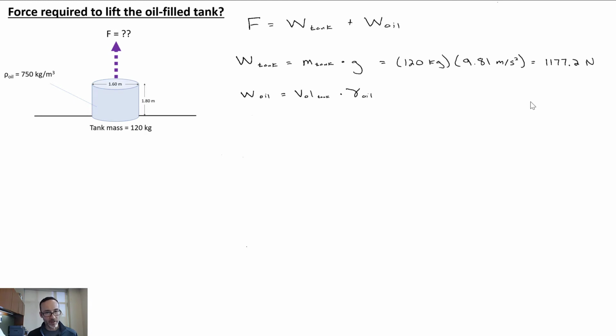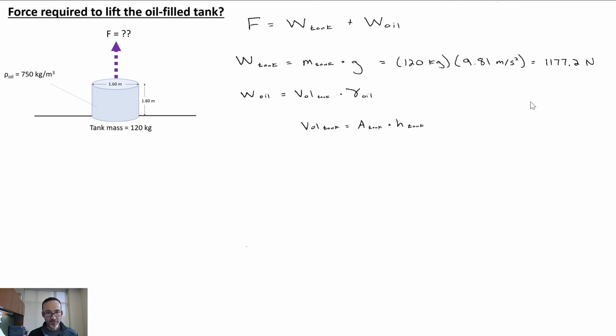Okay, now for the next part, finding the weight of the oil, there's going to be several different steps here. First of all, the weight of the oil is going to be dependent on the volume of the tank, and then the unit weight, or sometimes called the specific weight, of the oil. Now, the oil is given in terms of density, so we've got a conversion to do there. And we don't know the volume of the tank, although we do know its dimensions. We're going to have to calculate the volume of the tank.